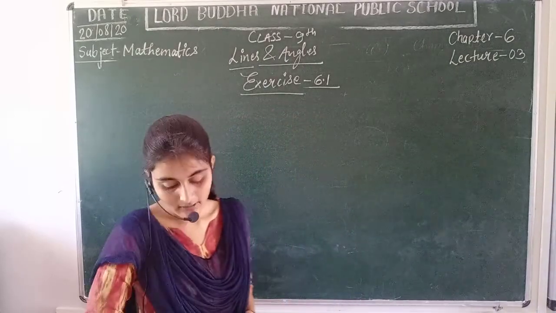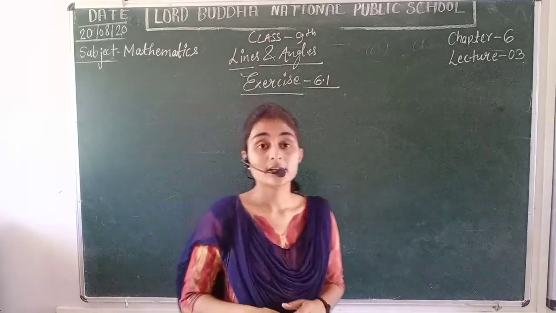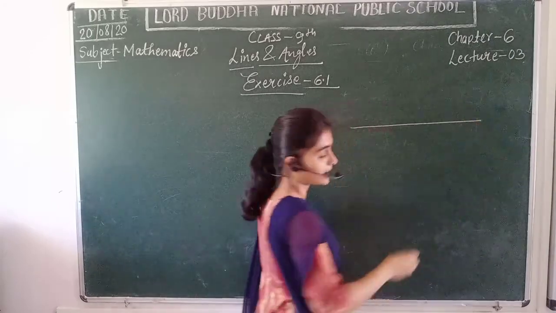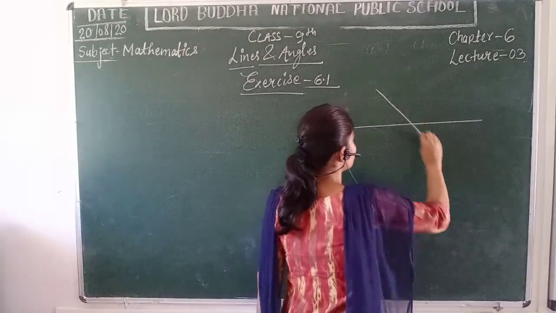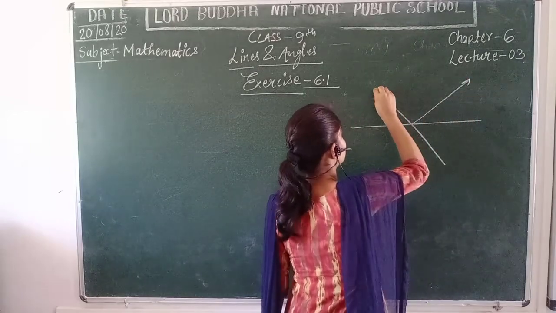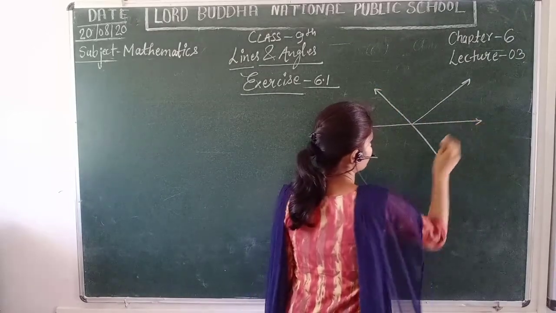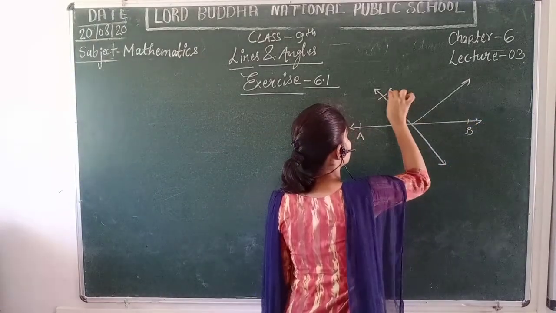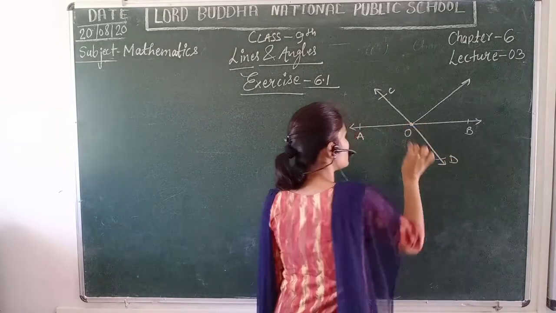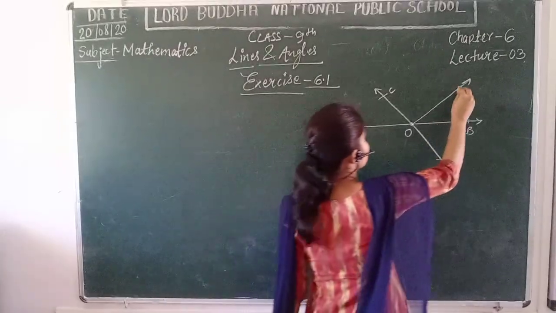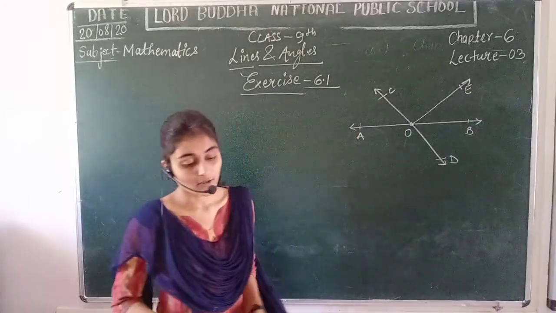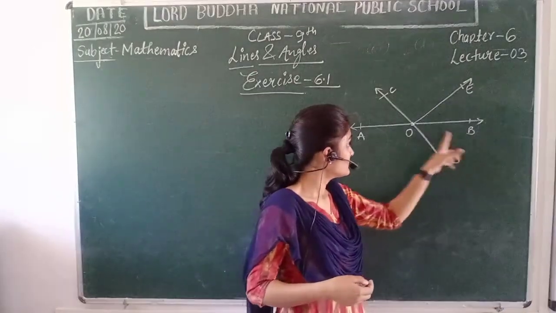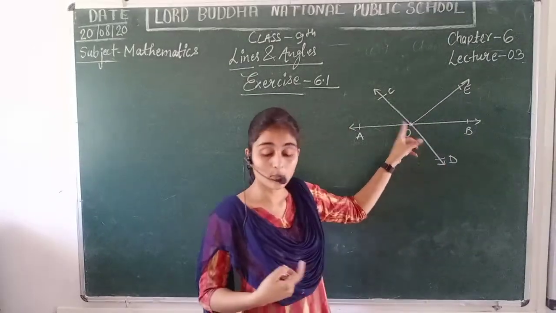So the first question of your exercise 6.1, you can read it in your NCERT book, is that there is a figure given here in which there are two intersecting lines and a ray. The two lines are AB and CD. The point of intersection is O, and this is ray OE. So this is given in your figure in your book. Line AB and CD intersect at point O. See, these two lines AB and CD are intersecting at a point O.